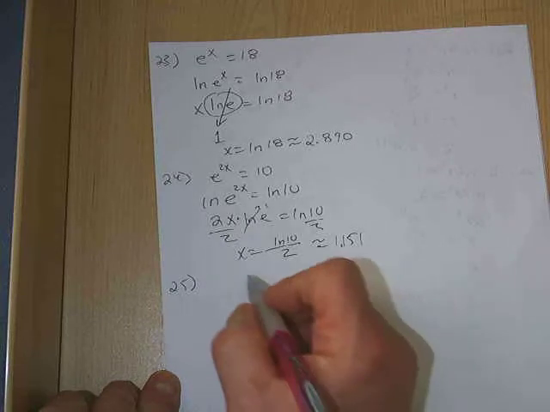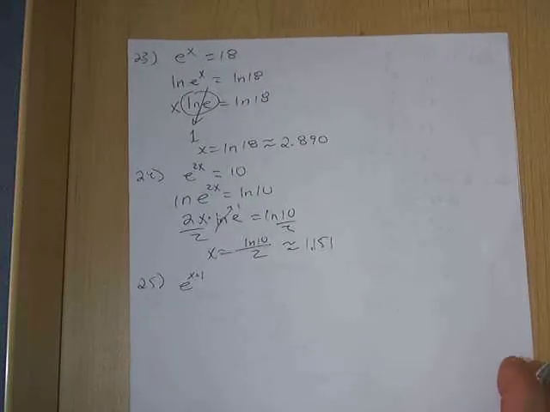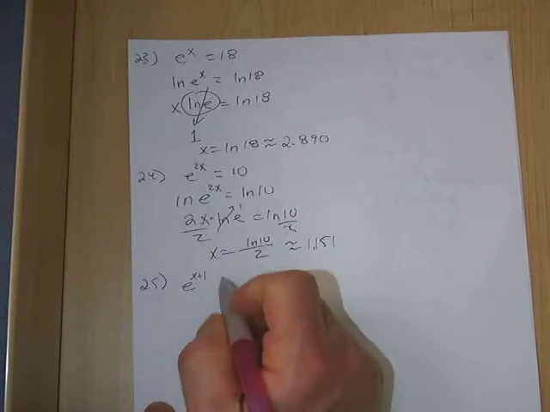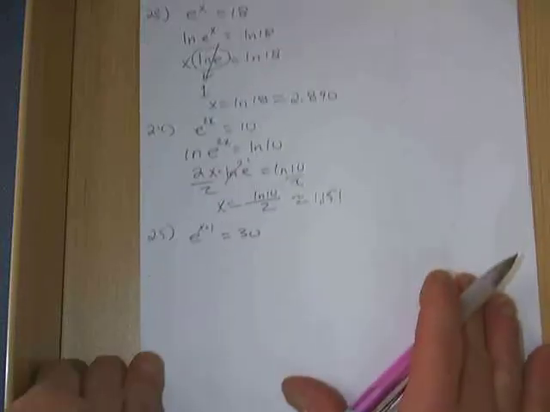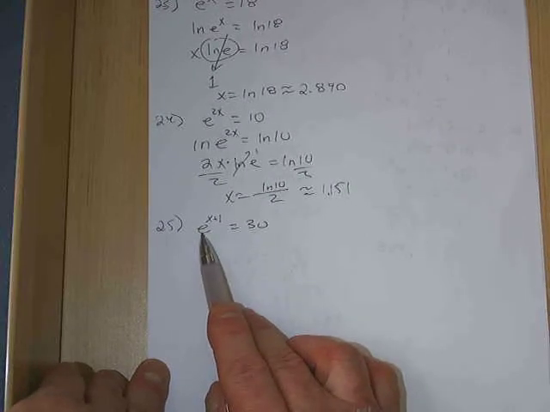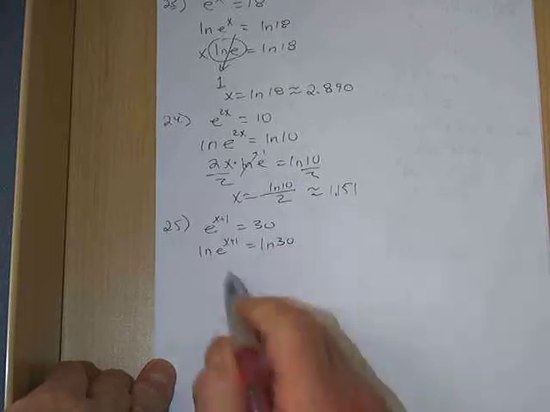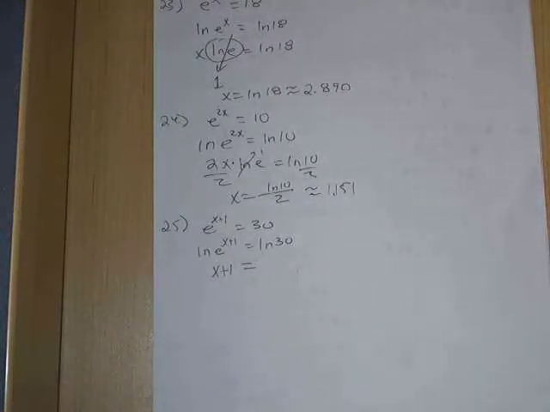25. E to the x plus 1 equals 30. To unlock the exponent, I need to apply the log. I'll apply the natural log because the base is e. Bring the x plus 1 down in front.